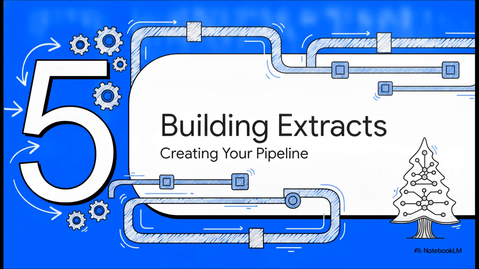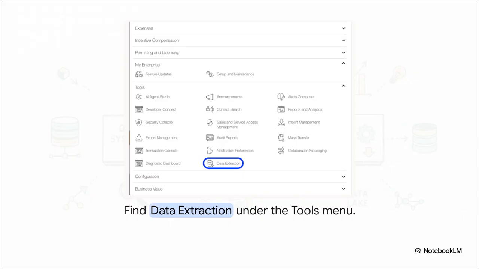Moving right along to Section 5, building extracts and creating your pipeline. With all that administrative red tape finally out of the way, once your security changes propagate, which can take a few minutes, you'll see data extraction pop up under the Tools menu in your navigator. The app itself is cleanly divided into 3 really simple sections: extract definitions, where you build the queries, extract schedules for your recurring jobs, and extract jobs for monitoring the runs.